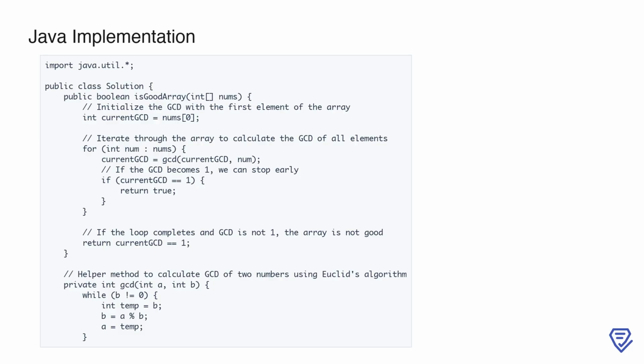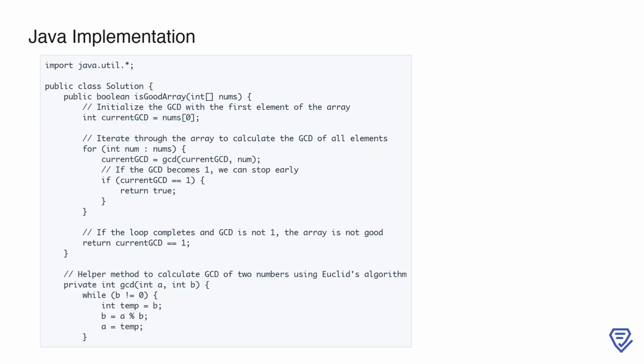Next, we use a for-each loop to iterate through each number in the array. Inside the loop, we update current_GCD by calling our helper method GCD on the current value of current_GCD and the current number in the iteration. If at any point the GCD becomes 1, we know the array is good, so we return true immediately to save computation. Otherwise, if the loop completes and the GCD never reaches 1, we return false, indicating the array is not good.